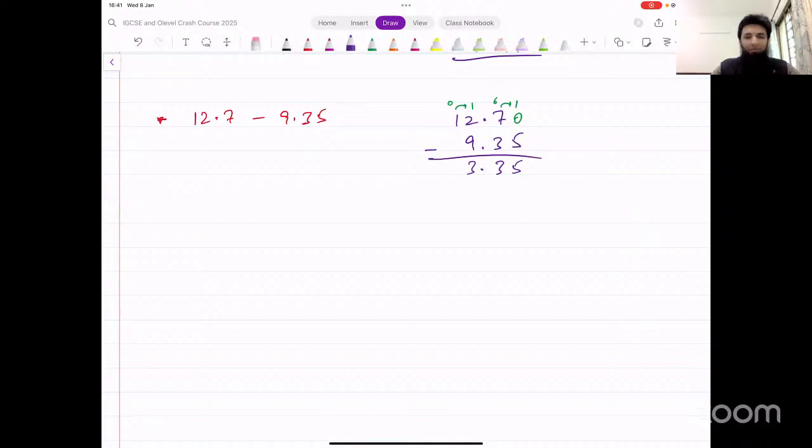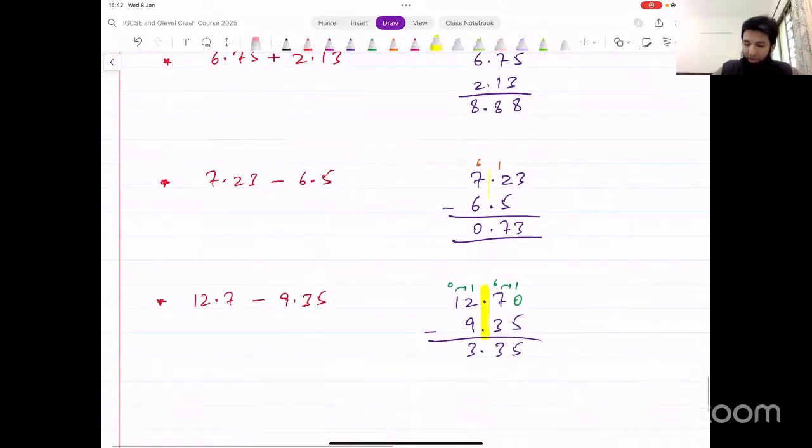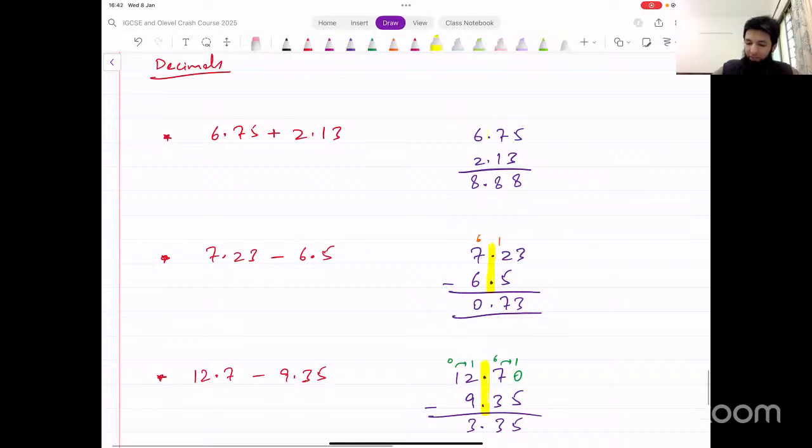So what you need to remember here is when you're doing addition and subtraction, these decimal places have to be aligned. That's the important part. The rest, I'm sure you're comfortable with addition and subtraction already. But when you're doing decimal addition subtraction, make sure that the decimals are aligned like this. Okay. Now, what about multiplication and division? That's where a lot of people end up making careless errors. Let's think about that now.